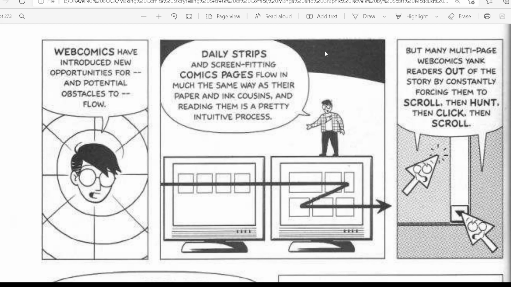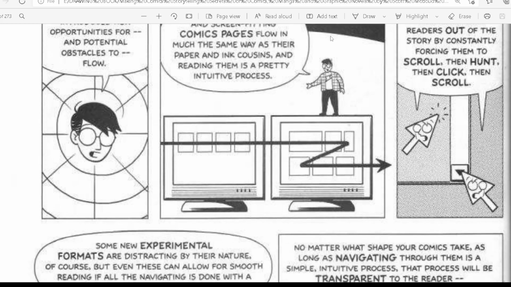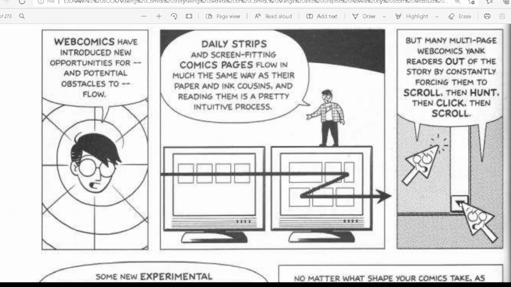Webcomics have introduced new opportunities for and potential obstacles to flow. Daily strip and screen fitting comic pages flow in much the same way as their paper and ink cousins, and reading them is a pretty intuitive process. But many multi-page webcomics yank readers out of the story by constantly forcing them to scroll, then hunt, then click, then scroll. Yeah, that is what he is trying to show us.